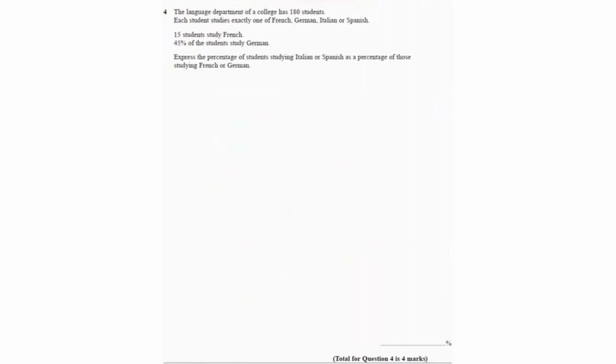Then the next question says the language department of a college has 180 students. Each student studies exactly one of French, German, Italian, or Spanish. 15 students study French. 45% of the students study German. Express the percentage of students studying Italian or Spanish as a percentage of those studying French or German. So there are 180 students in total, and each student studies exactly one of French, German, Italian, or Spanish. So no student is studying two languages at the same time. 15 study French, so French is 15.